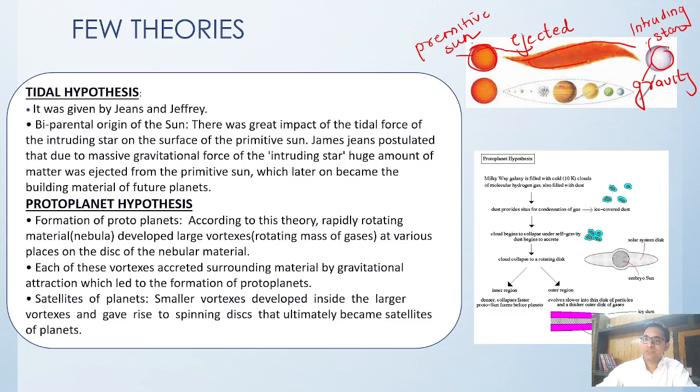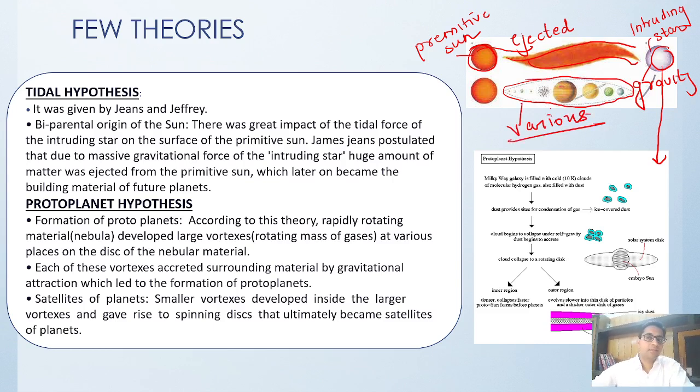Like here, you can see this material. And once the intruding star passed by, this ejected material got condensed into various planets. Okay. Then we have the protoplanet hypothesis, which explains how the planets have been formed.